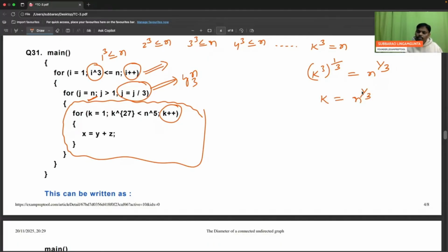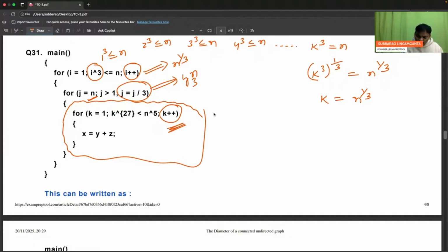So remember, the first loop is n power 1 by 3. Be careful. Don't do anything blindly. So the i loop is n power 1 by 3, and the j loop is log n base 3. Observe carefully the k loop also. You will easily get it. See the k loop: k also always plus 1 only.